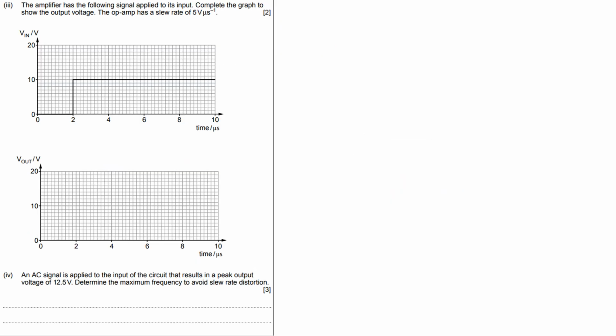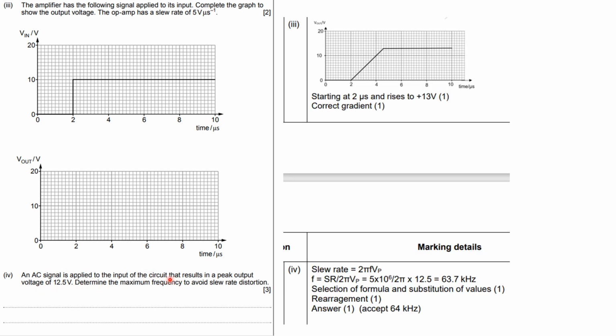Okay, 7 marks. I'll just talk you through this bit. 5 volts per microsecond slew rate, so obviously it's going to go up. 1 microsecond later you'll be at 5 volts. Draw a straight line with your ruler, stop at the saturation which was 13 and go across. Dead easy. And then this one's just using the slew rate equation to find the frequency, so you just need to rearrange the slew rate equation.